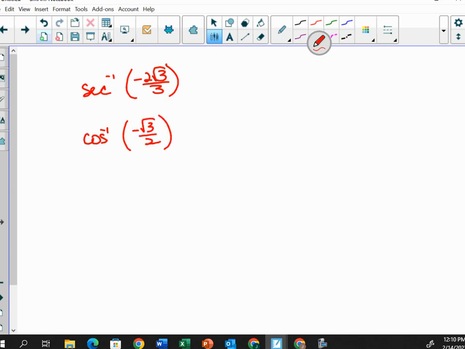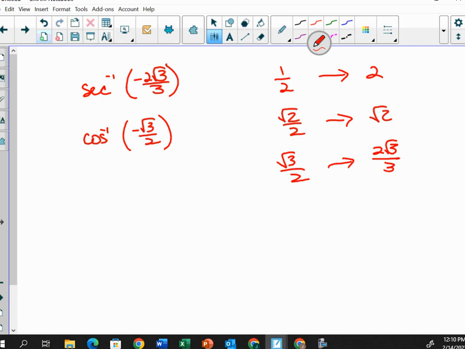You guys have to be good with the flipping. Like I know 1/2 every time I flip it is 2. I know root 2 over 2 when I flip it is root 2. Root 3 over 2 flipped is 2 root 3 over 3. And it goes both ways there with the flipping. 1 flipped is 1, 0 flipped is undefined. Good. Okay, so when I see 2 root 3 over 3, I'm like, oh, that's like root 3 over 2 in the regular one. Okay, if you don't know, flip it.